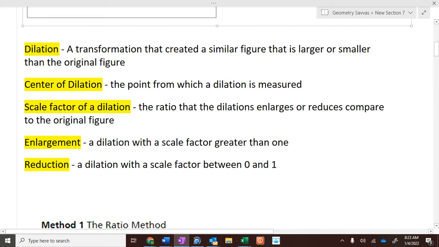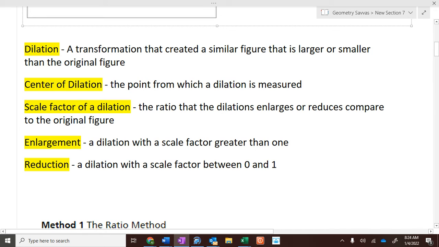Now, if you're working with a graph and the center is the origin, it's easy. You just multiply numbers. Okay? When the center of dilation is some other point that's not 0, 0, then you have to do a little more math. But when the center is 0, 0, you just multiply. And the number you're multiplying by is called the scale factor. That's how much bigger or smaller it is.